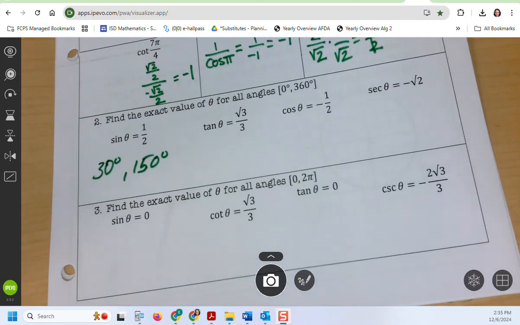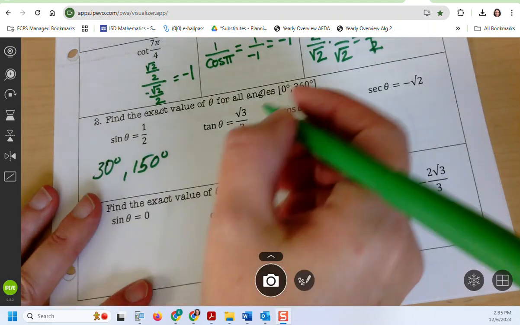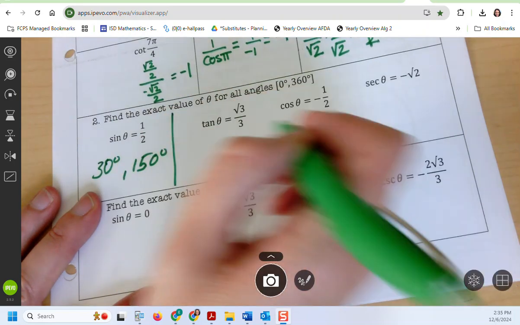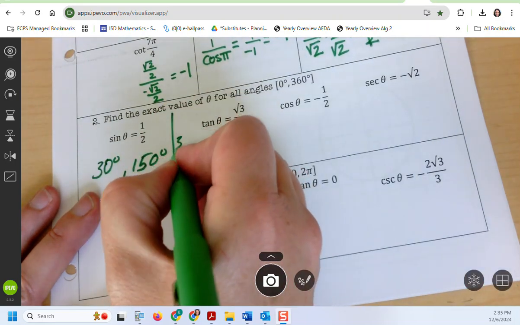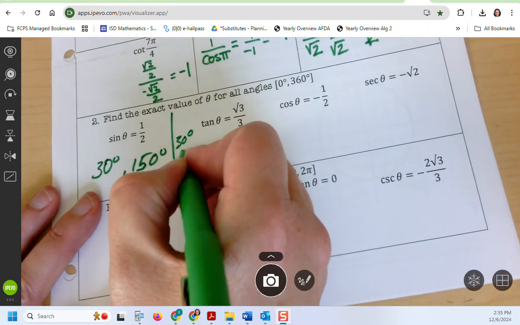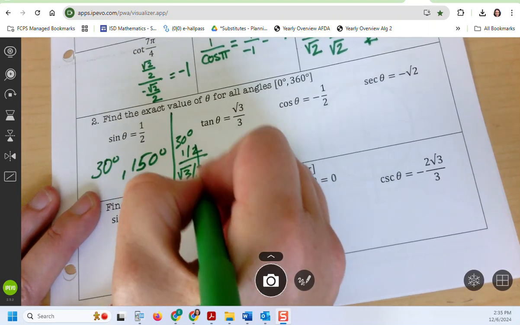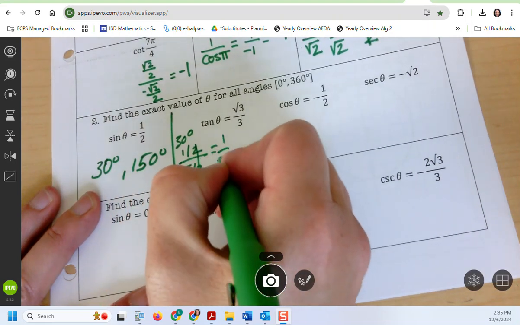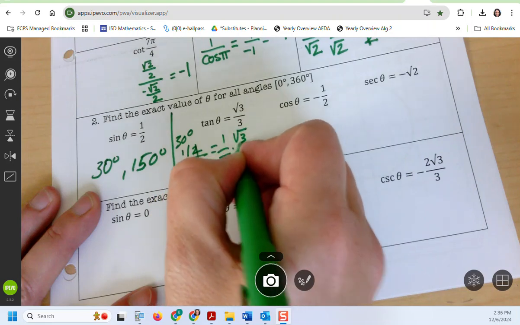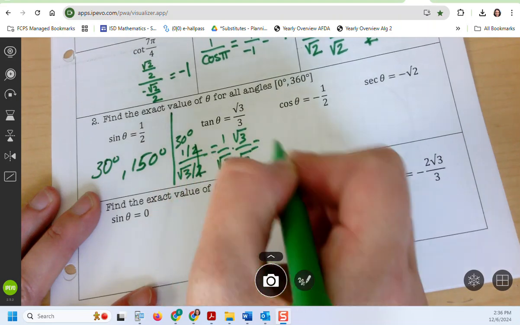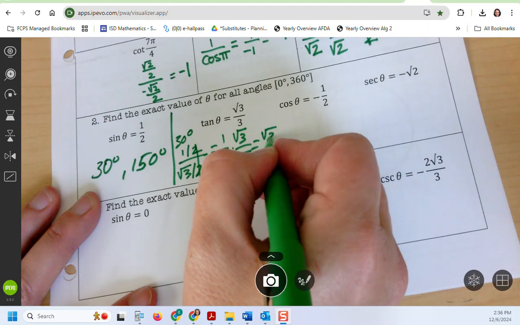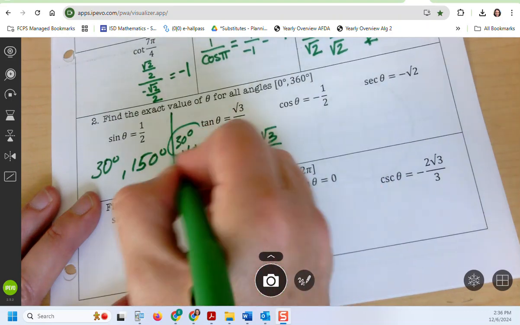For the tangent of root 3 over 3, we were having some trouble, but we did check the tangent of 30 degrees, and over here, this is just like my thinking space. The tangent at 30 degrees was 1/2 over root 3 over 2. These canceled. We had 1 over root 3, and we rationalized it. And we got root 3 over 3. So this checks out. 30 degrees is right.